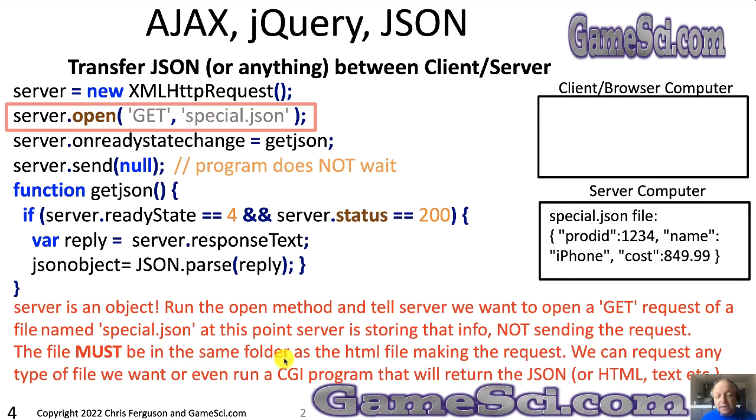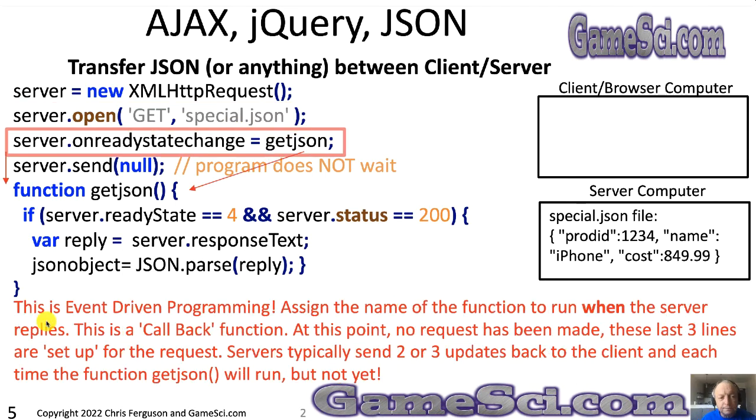The file must be in the same folder as the HTML file making the request. We can request any type of file we want. We could even run a CGI program that will return JSON or HTML or text, whatever we want. This is saying I just want a file. I could put an HTTP here and run a program over on the server, but with no HTTP in front and no directory information, it's saying just load this file from my current folder on the server, the folder where my HTML and my JavaScript file are at.